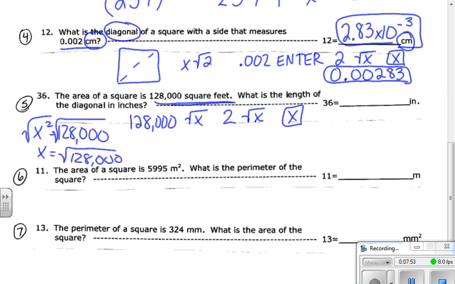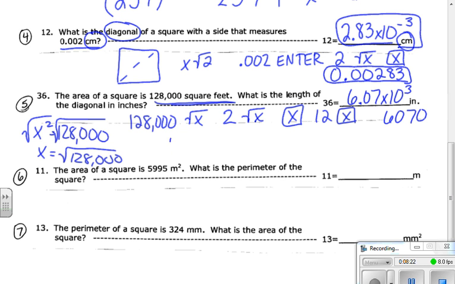But we want to find out what the diagonal is in inches. So think about what we need to multiply by to go from feet to inches. And we're going to be multiplying by 12. So we would just hit 12 times. And we get a final answer then of 6.07 times 10 to the third, which is 6070. And the way that I wrote this out is a little bit weird looking because that's how we're typing it into the HP calculator.